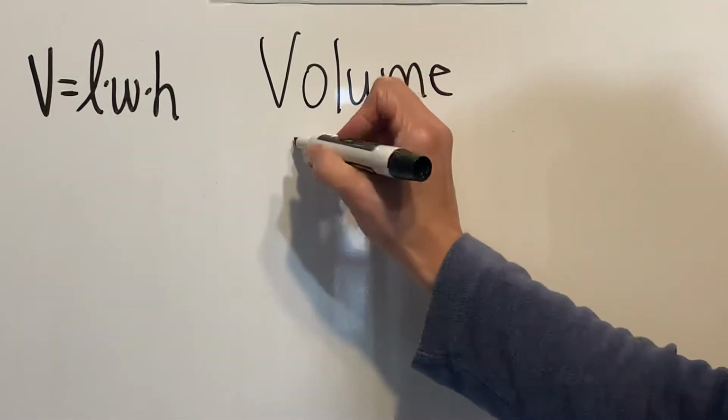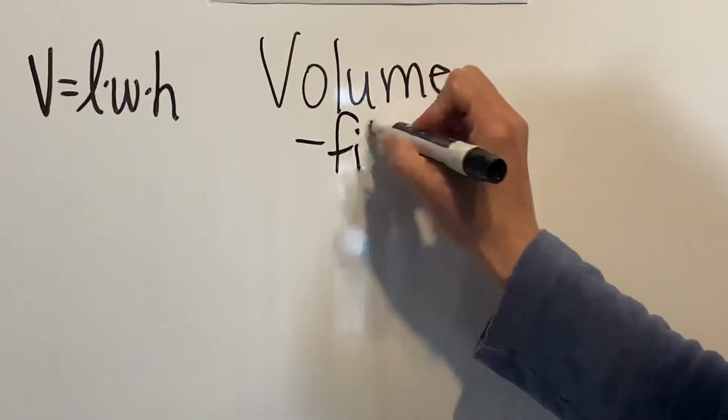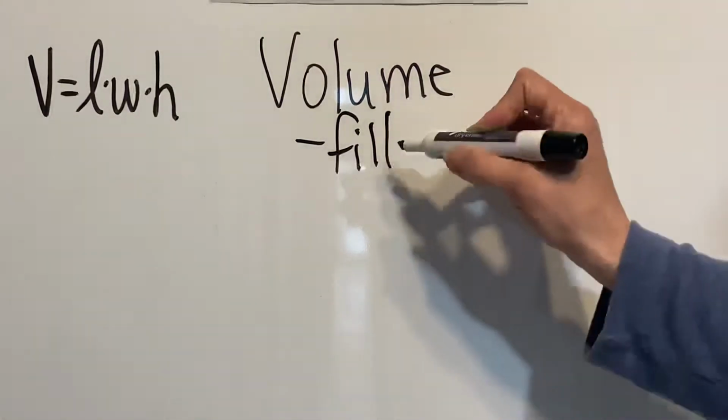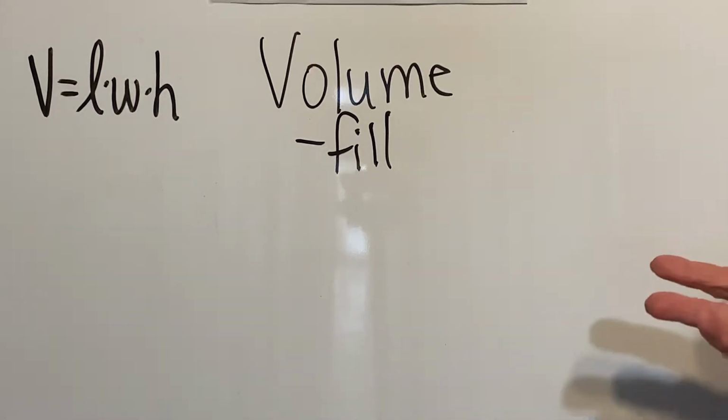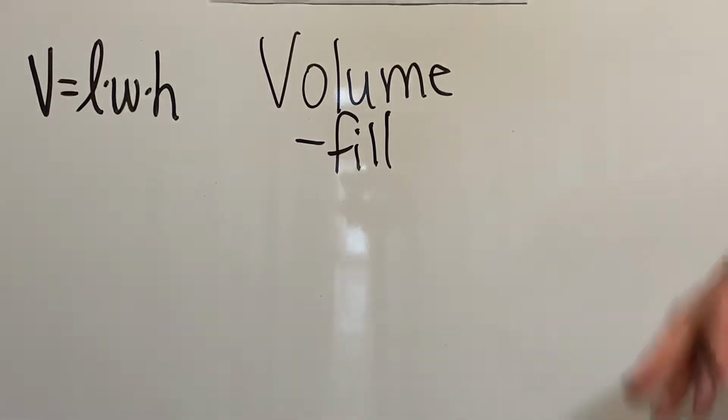So this is kind of to fill. You can think of volume as filling something. For instance, you've got a cereal box. A cereal box is a rectangular prism, and you can fill things inside that cereal box. Or an eBay box, things are filled inside there. Or a cracker box, things are filled inside there.